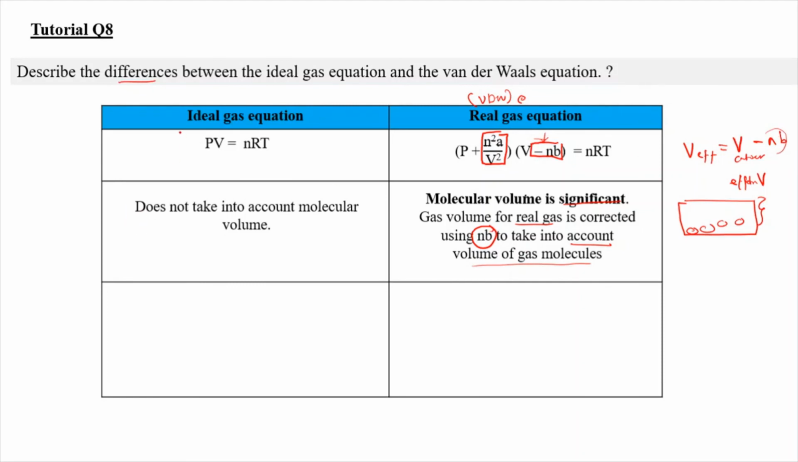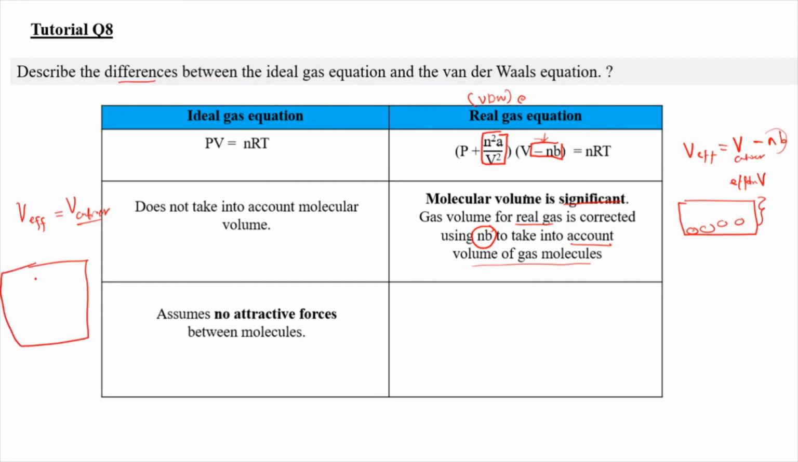In the ideal gas, we just assume that the effective volume is equal to the volume of the container. And that is why the nb term is included in the real gas equation. The next difference is the term n squared a over V squared in the real gas equation, which has to do with the attractive forces. In the ideal gas equation, we say that the gas particles are far apart from one another, so they don't have any attractive or repulsive force between one another. As a result, the intermolecular forces are negligible and ignored.